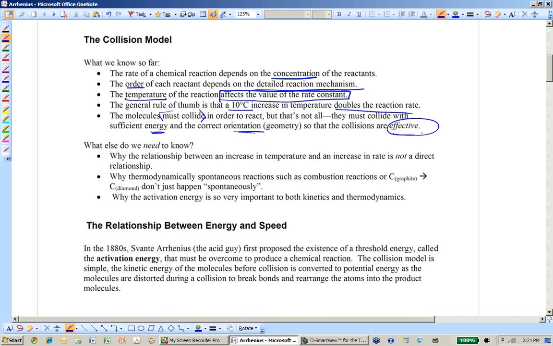Why thermodynamically spontaneous reactions, such as combustion reactions or the conversion of carbon graphite to carbon diamond, don't just happen spontaneously. And why the activation energy is so very, very important to both kinetics and thermodynamics and this little field of study called biology.